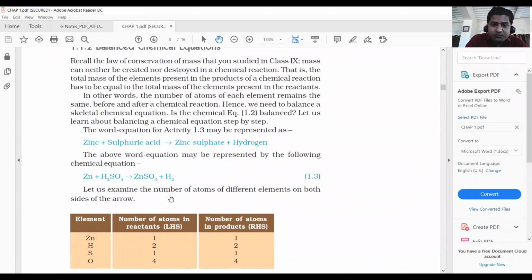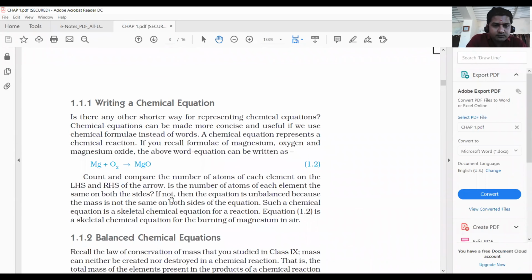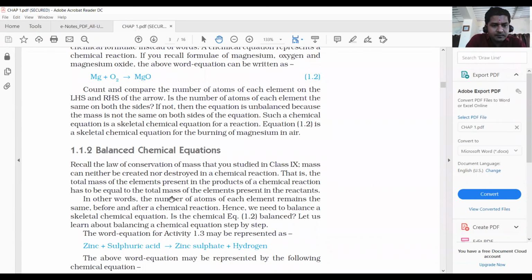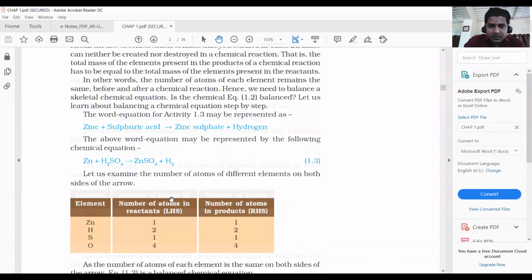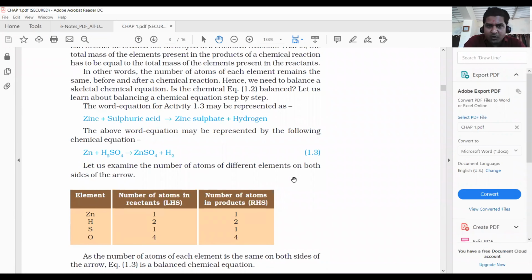So this is the following chemical equation, but let's take the example here: the number of atoms of the different elements on both sides. Zinc has 1 on the left hand side, hydrogen H has 2, sulfur has 1 and O has 4 because of the SO4. Now the number of atoms in the products on the right hand side: hydrogen is 2, zinc is 1, S in SO4 is 1 and O is 4, right?